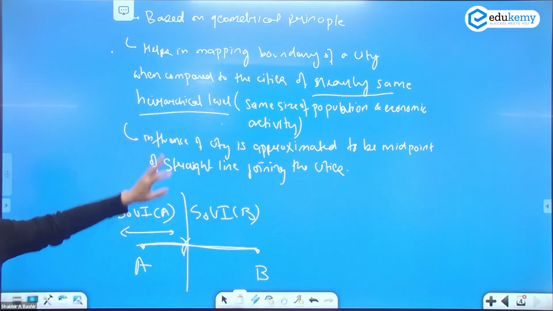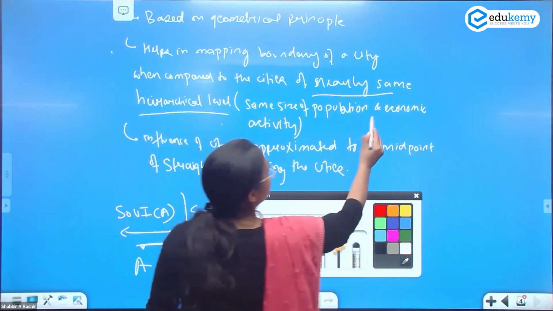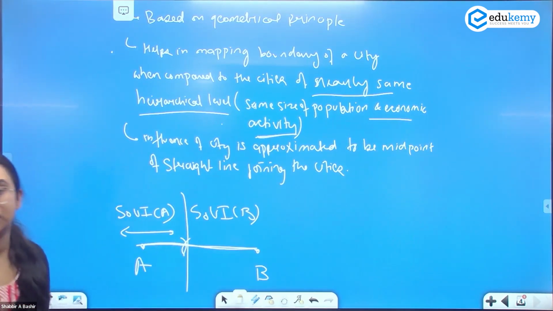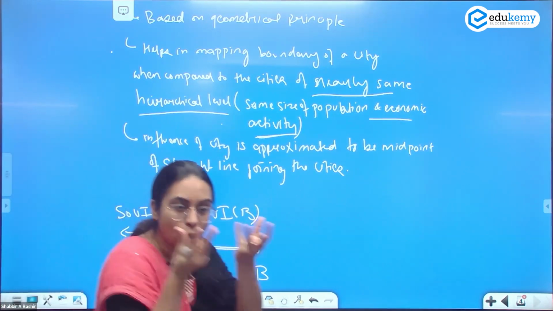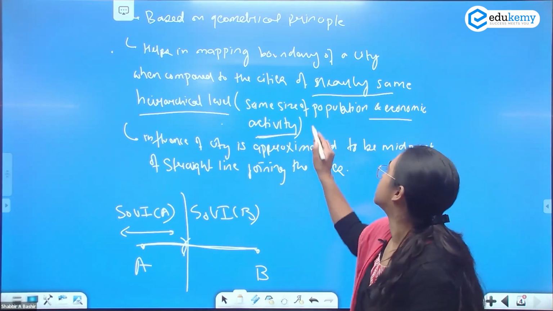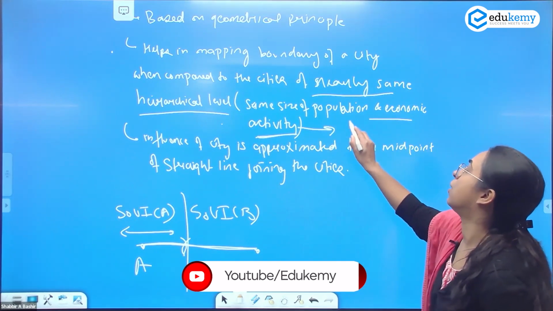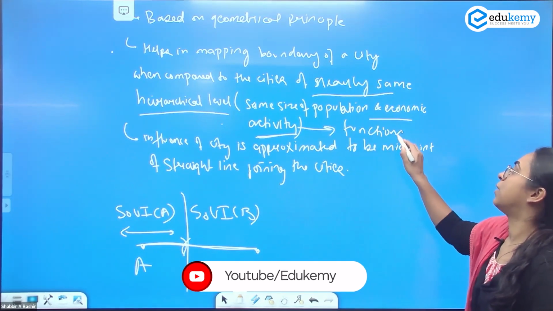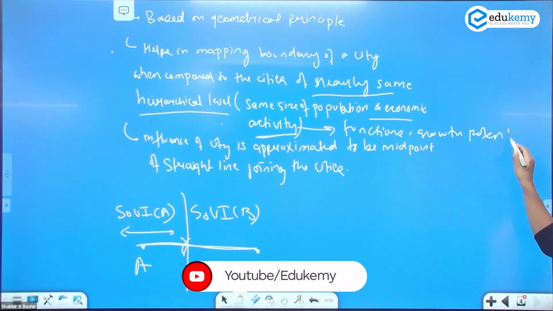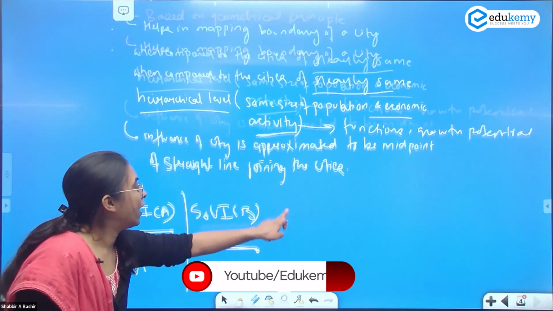Almost, when you say same type of economic activity, this is about the function. Both of them are involved in manufacturing. Both of them have service space. They have same growth potential. So when we say same economic activity, this is about the functions. This is about the growth potential. These are nearly same. Why do we assume?